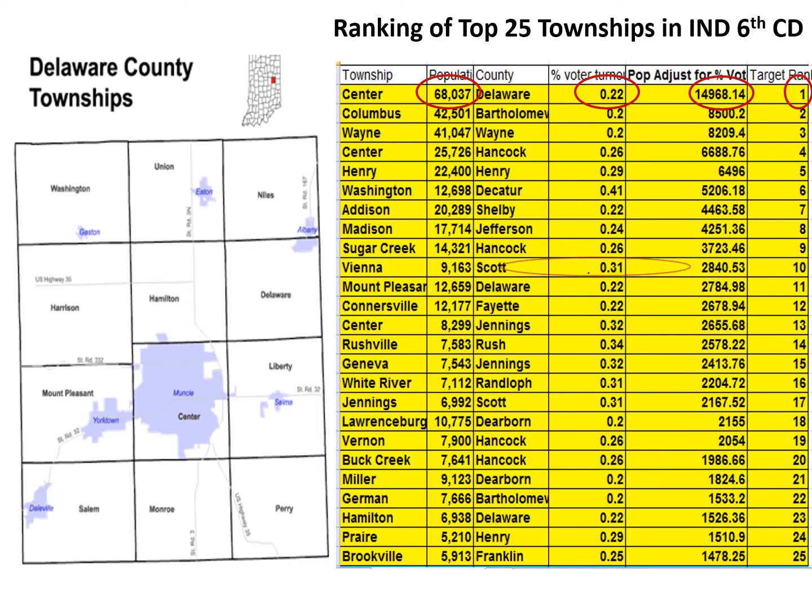Notice that Vienna Township in Scott County ranks higher than Mount Pleasant Township in Delaware County, even though there are about 3,500 fewer people. That's because the voter turnout in Vienna Township is 31% compared to only 22% in Mount Pleasant Township. These 25 townships represent 96,900 potential voters. This is 54% of all potential voters in the district. In your campaign, you will want to target these townships and within them the top precincts within each township.